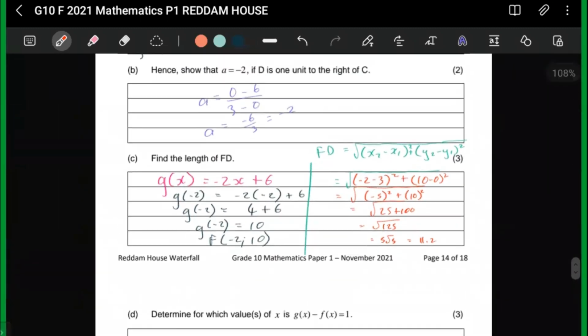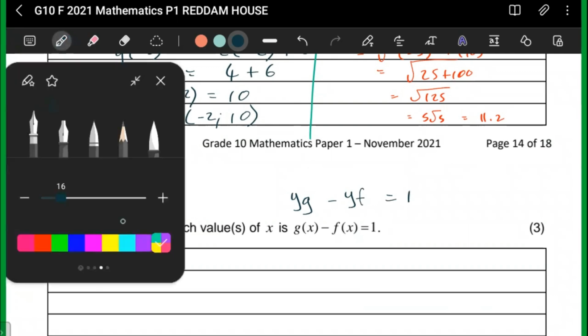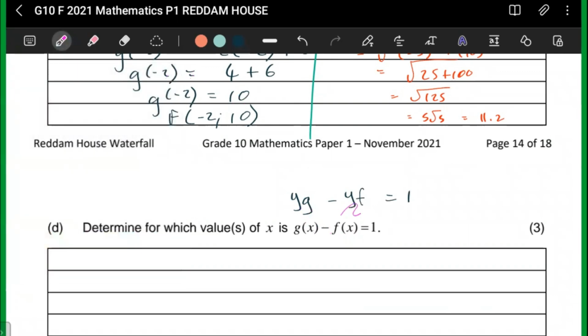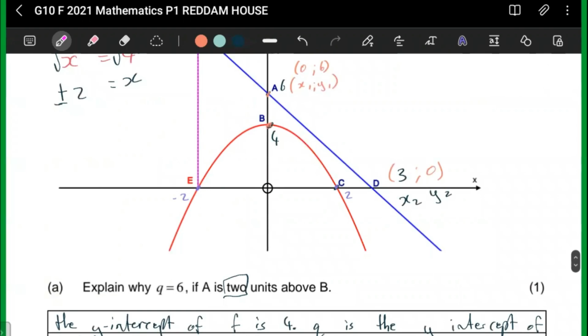Let us keep moving forward. D says, determine for which values of x is g of x minus f of x equal to 1. What they mean is, you have to look at your graph and see where the distance between the y value of g and the y value of f is equal to 1. That's what they're asking you.